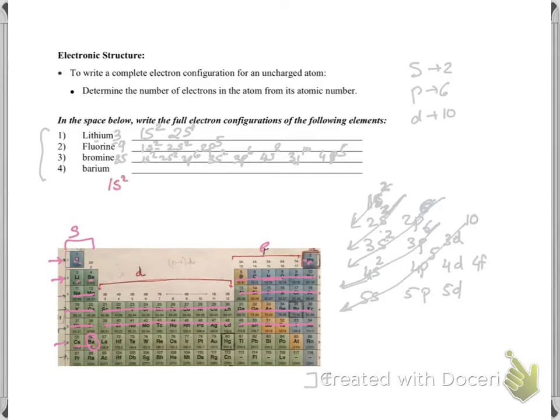So 1s2, 2s2, 2p6, 3s2, 3p6, 4s2, 3d10, 4p6, 5s2, 4d10, 5p6, and 6s2.